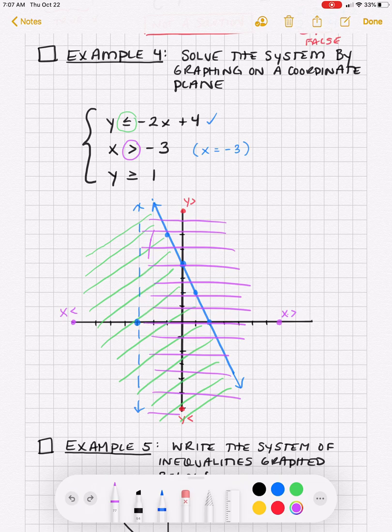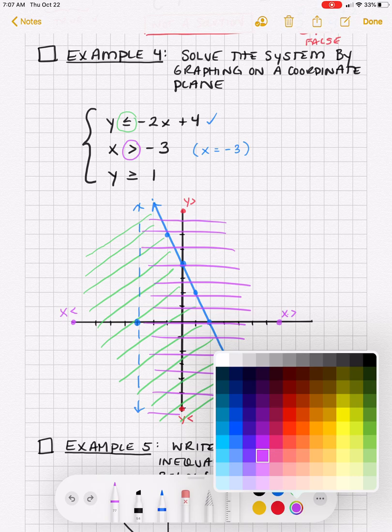Okay, so I'm gonna go ahead and get rid of that. Now we got one more inequality to graph, and then we're gonna identify the overlap of all of that region. This time I think I'm gonna do a yellow color. Well, let's start with our boundary line.